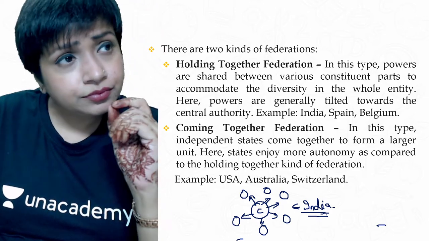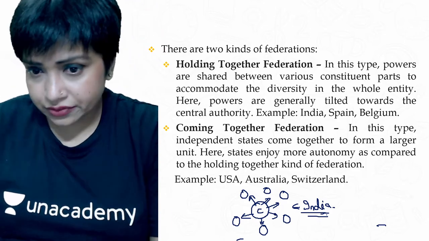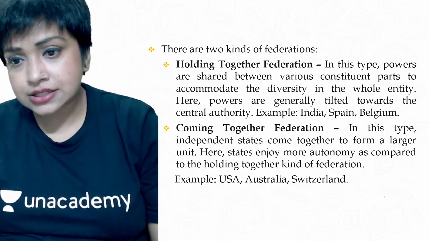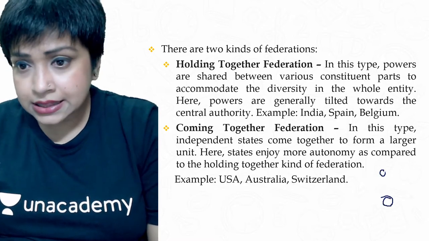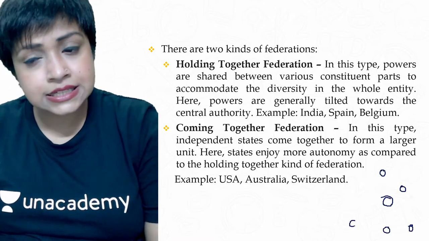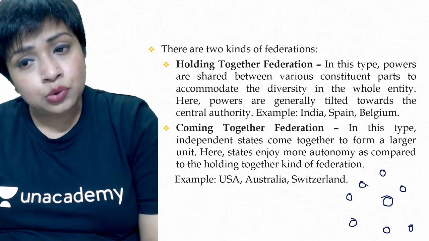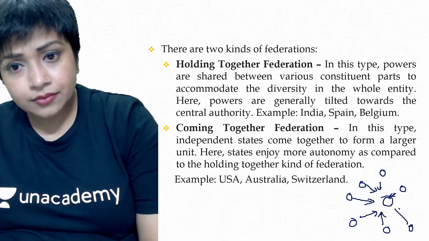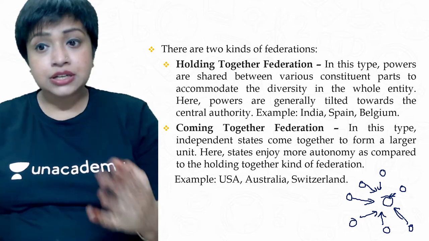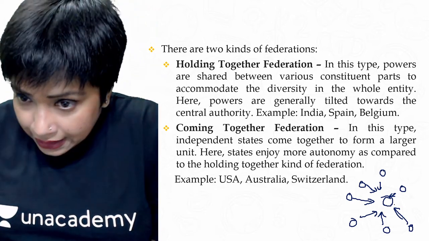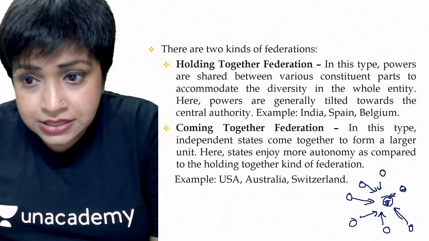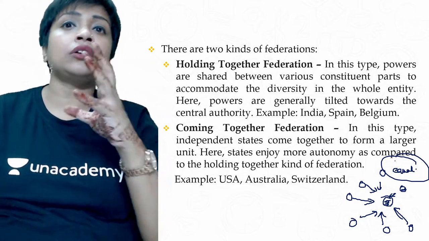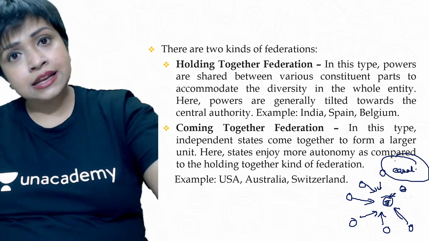Now after that we come to the coming together federation. What happens in a coming together federation? It is just the opposite of this. So, you have this body, these are the provinces or the states. What they do is, they all come together to form a larger unit. Here, the center as well as the provinces have equal powers, and there is a sort of autonomy, unlike what is there in holding together federation.